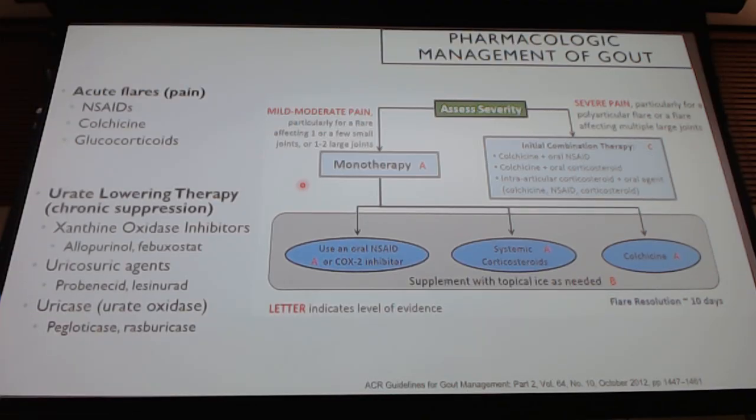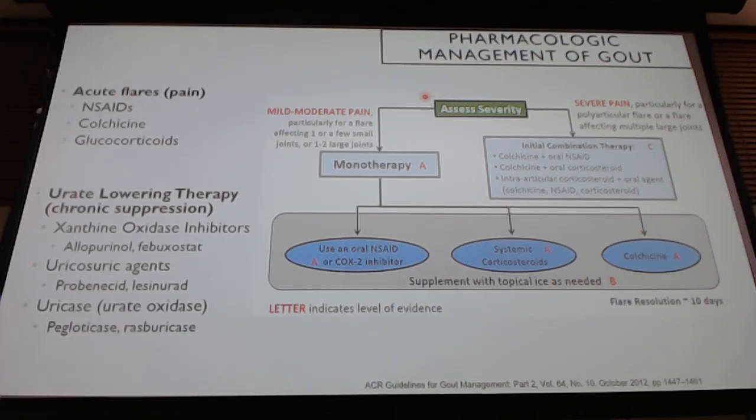So for my flares, for my pain, these medications are back again, right? I have my NSAIDs and I have steroids, which we just talked about in our arthritis, but now I have colchicine, which is a drug that we use specifically for our gout, okay? So I still got my NSAIDs and my corticosteroids. Now I'm adding on my colchicine for my pain, my acute flares. And then chronic suppression, I have XOIs or xanthine oxidase inhibitors. I have uricosuric agents, and then I have my uricase agents that are going to be available.